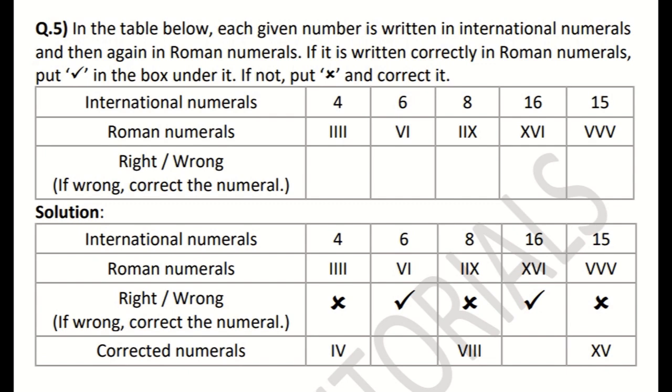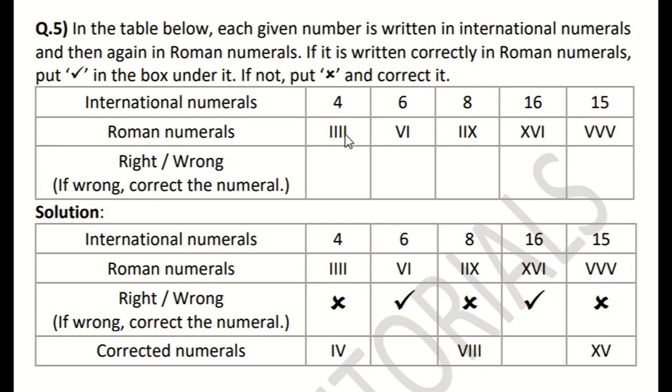And here is the last question of your chapter. That is question number 5. It says in the table below, each given number is written in international numerals and then again in Roman numerals. If it is written correctly in Roman numerals, then put a tick mark in the box under it. If not, put a cross and correct it. So we need to check whether these Roman numerals are correct or not.